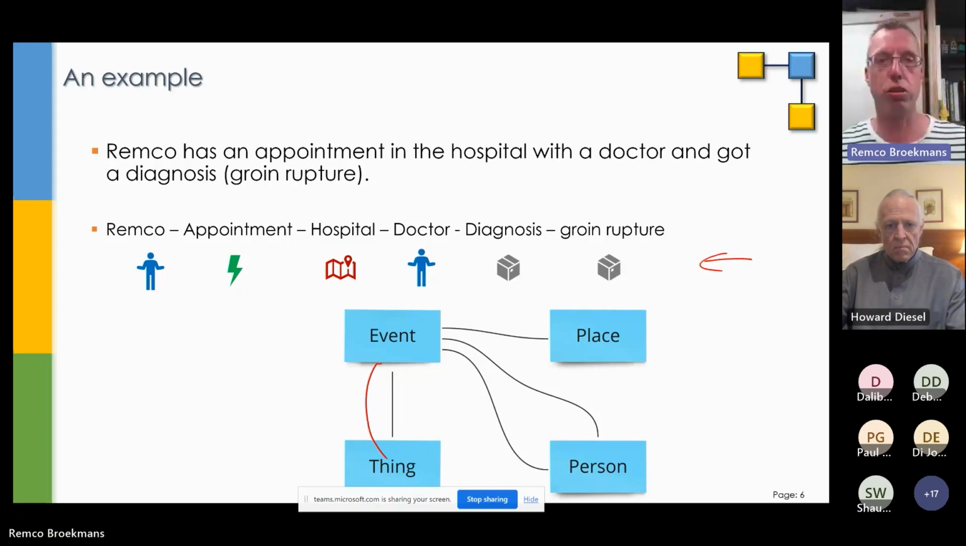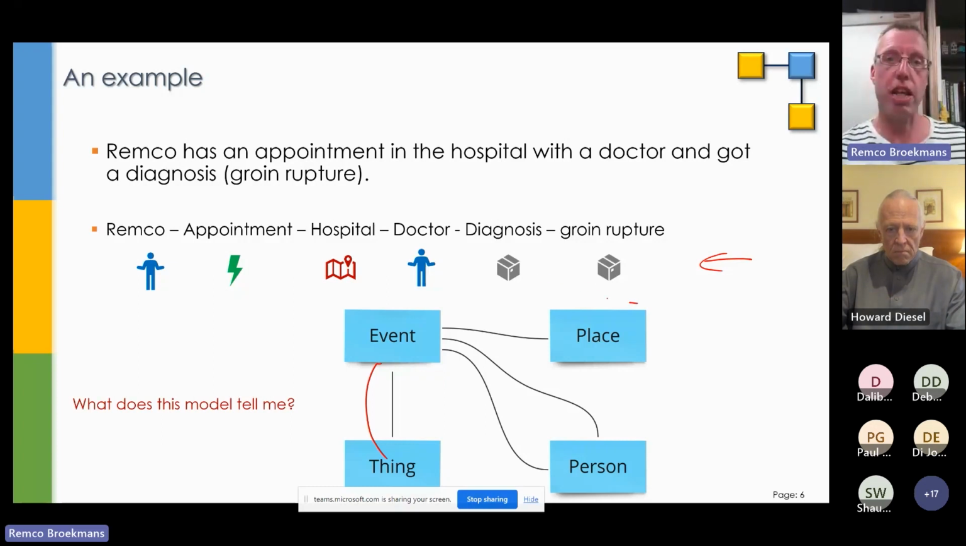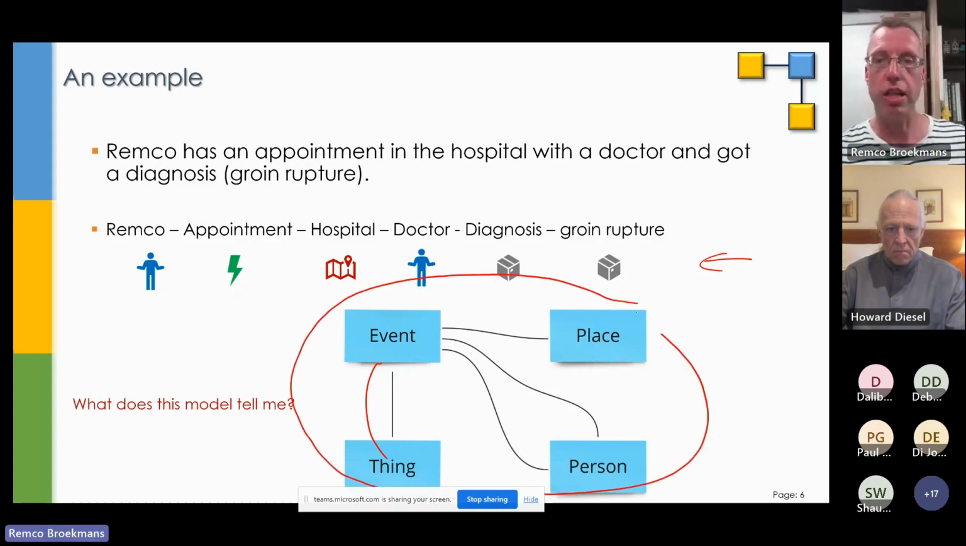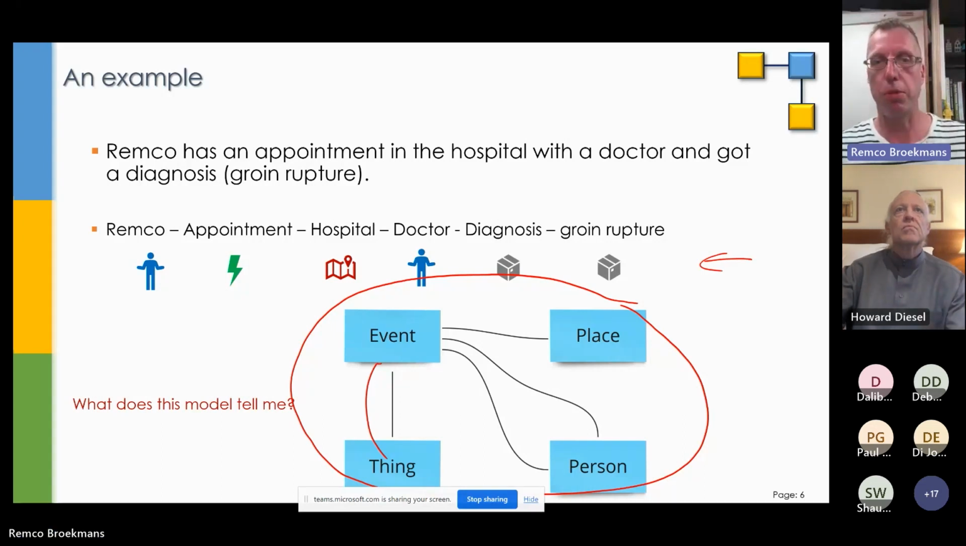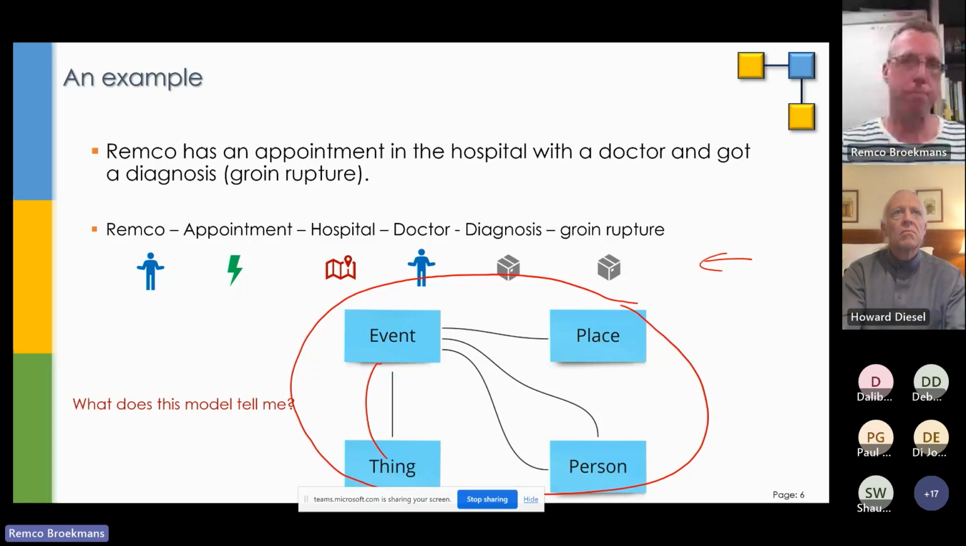Can I explain this to people in the business? Because let's be honest, a data model should be something you can use to communicate with business people, with people in the organization, about what the organization is actually doing. But what does a model like this tell me? I don't know. You know what? Forget about this model. Let's do another example.